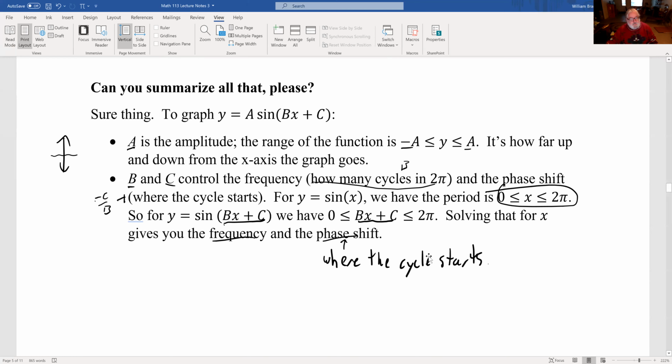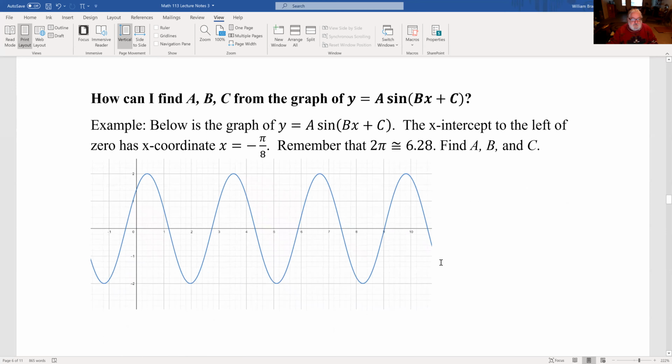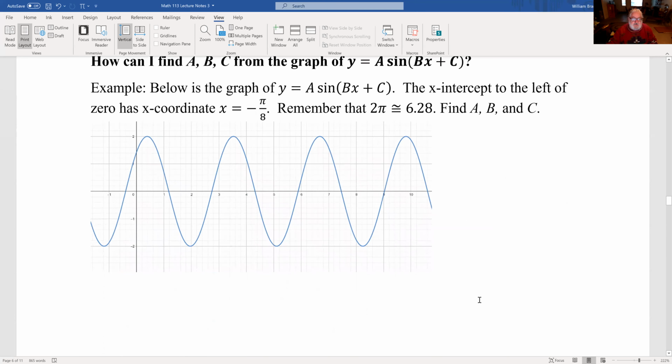Okay, so that's how we can graph a sine bx plus c. It requires a little practice. It seems like a lot of stuff, but if you practice it, it's not too bad. Remember that a is the amplitude, bx plus c, set it up like that, and you can get the frequency and the phase shift. So how can you get a, b, and c from the graph of y equals a sine bx plus c? So here's the graph of y equals a sine bx plus c.